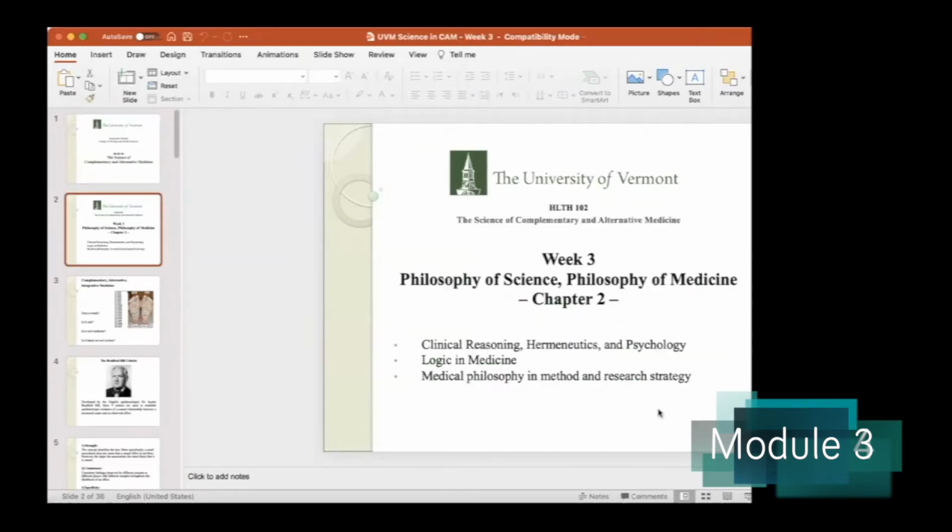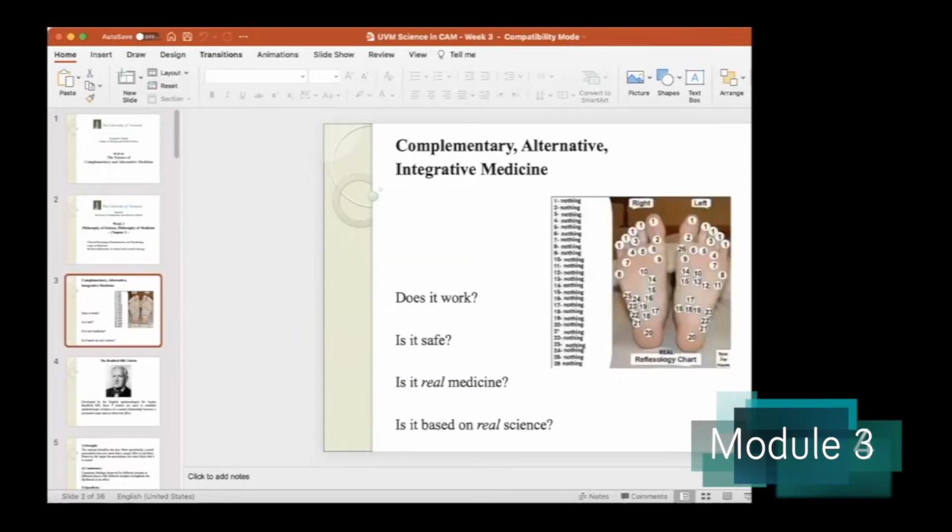All right, so as I mentioned, the main topics here are taken from chapter 2. As I mentioned before, the textbook is a support for your learning. So I'm not expecting you to master all the detailed content of each chapter, including this or that specific analysis, but the topics are taken from this part of the book, and they have to do with clinical reasoning, hermeneutics and psychology, logic in medicine, and medical philosophy, method, and research strategy. All right, so let's begin with the first slide here.